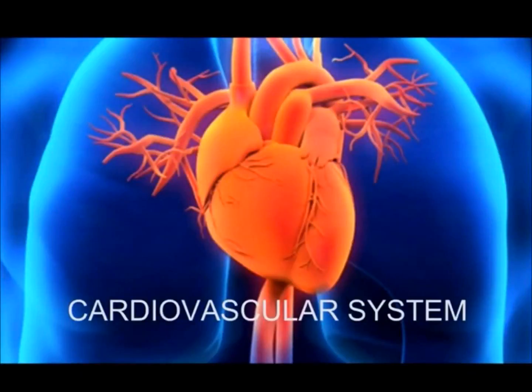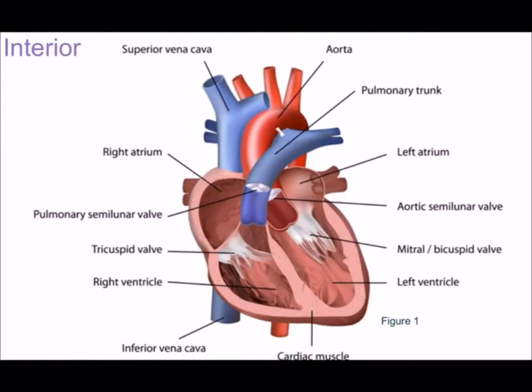Hi everyone, today I'm going to be discussing the cardiovascular system. A little overview of what I'll be mentioning is the structure of the heart, the blood vessels, the cardiac conduction and blood flow around the heart. The heart can seem a little complex to begin with, but once you've grouped these labels into categories, it's going to be a whole lot easier to understand.